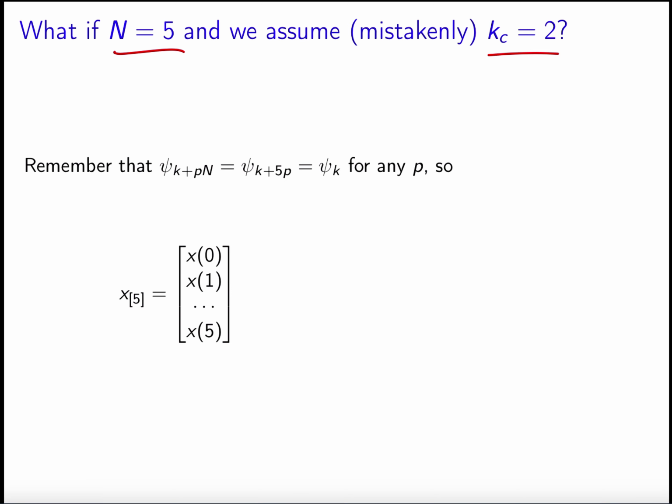Okay. However, we have a problem, which is that the discrete sinusoids are periodic in their frequencies with a period of n. So in this case, if you change the frequency by 5, the discrete sinusoids remain the same.